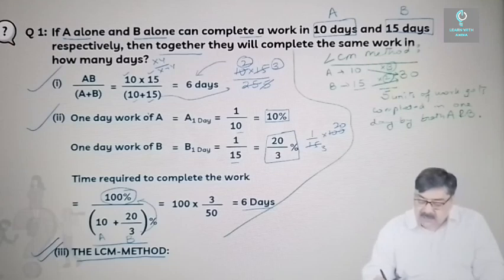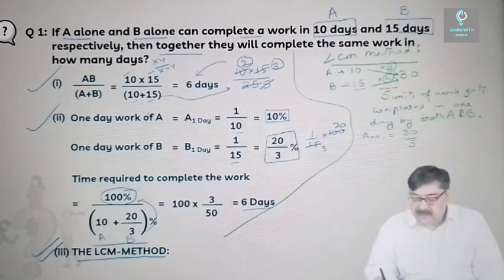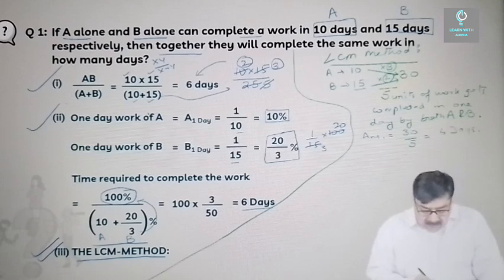That's all that you need to do. So your answer here is nothing but 30 by 5, which is 6 days. So what did we do here?